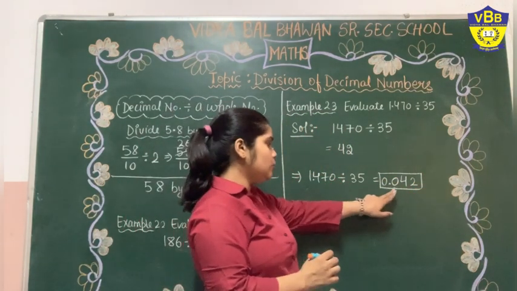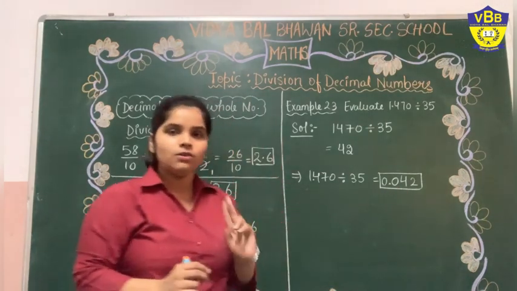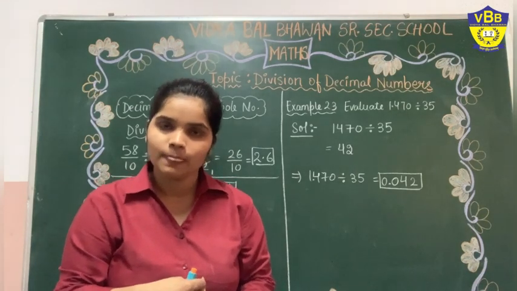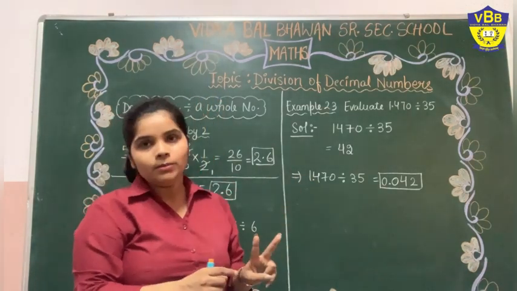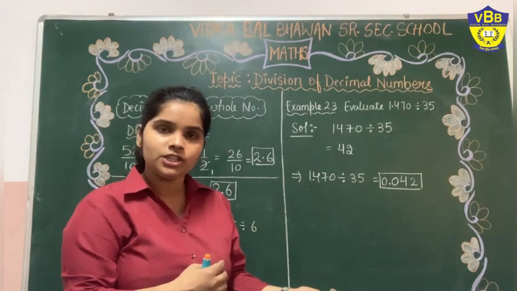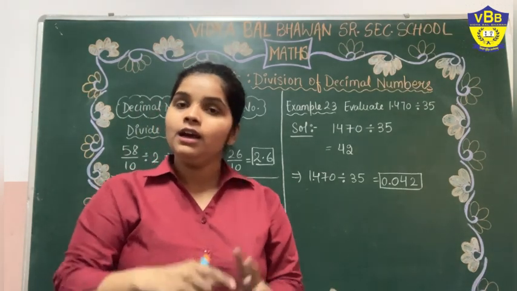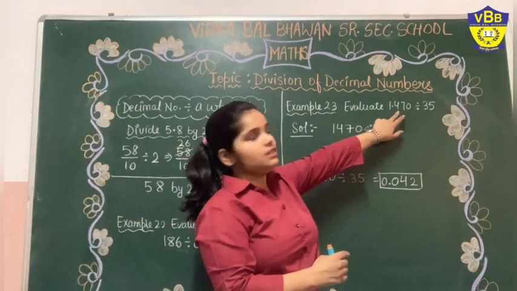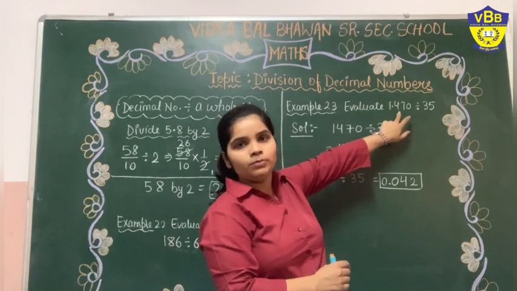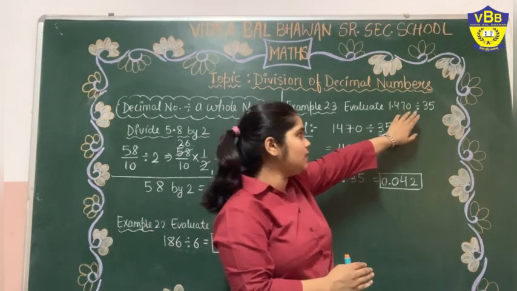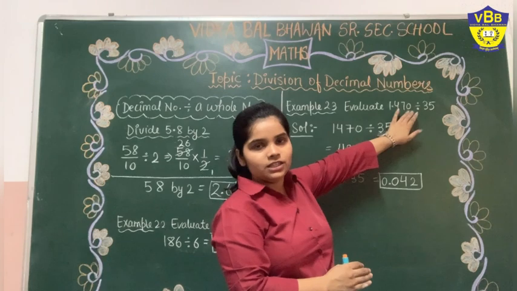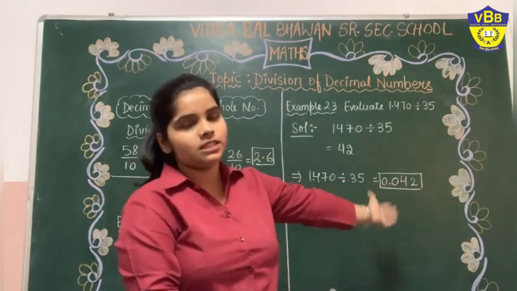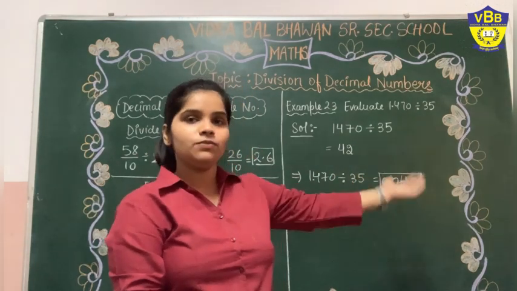Answer is 0.042. So what we have understood is to ignore the decimal sign and then divide the two numbers. In the final answer, place the decimal after how many digits? After the number of digits the question has: the question has 3 decimal places, so the decimal is placed after 3 digits from the right side. The answer will also have 3 decimal places.